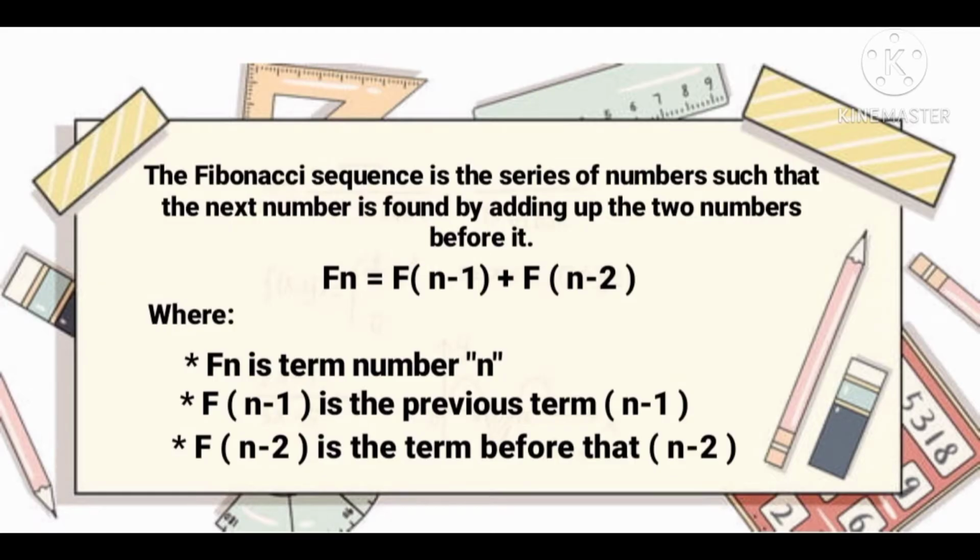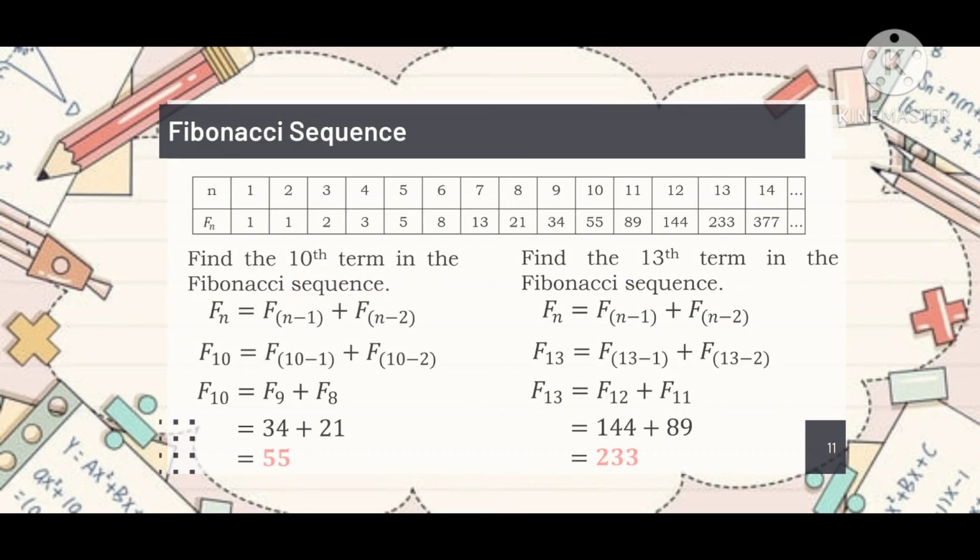The Fibonacci sequence is the series of numbers such that the next number is found by adding up the two numbers before it. And our formula would be f sub n is equal to f sub n minus 1 plus f sub n minus 2. F sub n is term number n, and f sub n minus 1 is the previous term n minus 1, and f sub n minus 2 is the term before that, n minus 2. So I have here the example, the first 14 terms in our Fibonacci sequence.